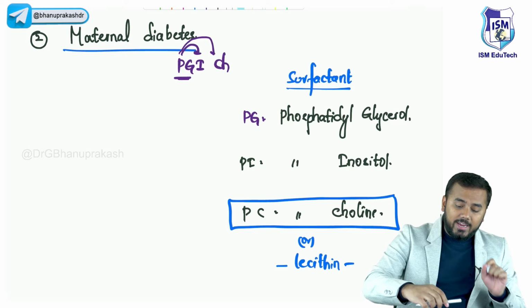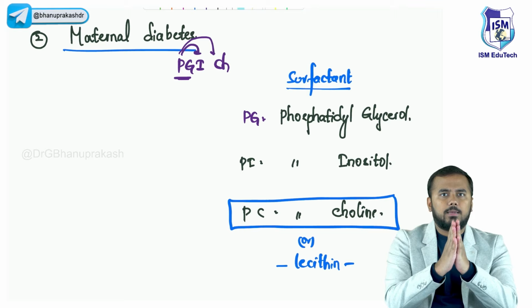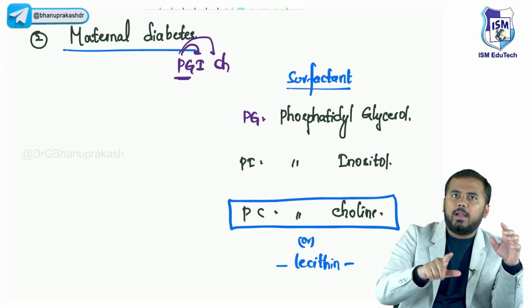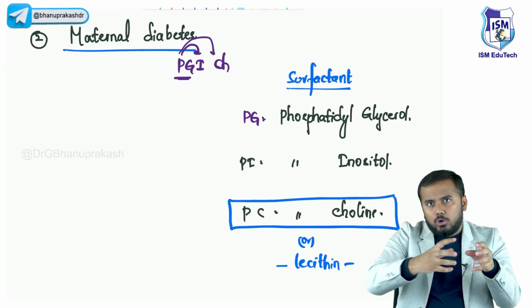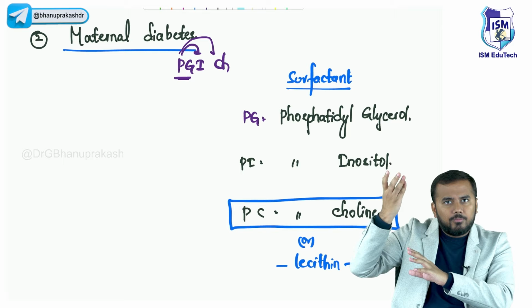Now, why in maternal diabetes is there respiratory distress? The reason is, look. For example, the mother is diabetic. A pregnant woman is diabetic. So in her blood, the glucose levels are high. Listen carefully. The glucose levels are high. So this increased glucose, through the placental vessels, will be transferred to the fetus also. That means inside the fetus also the glucose levels will increase, right?